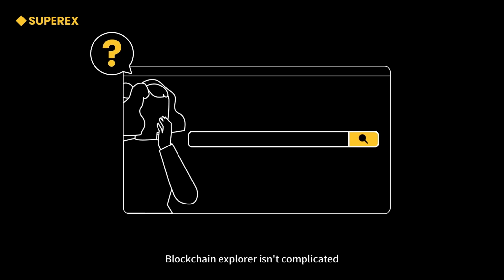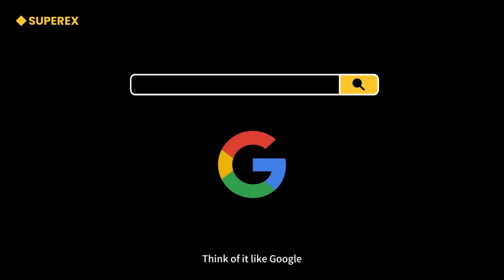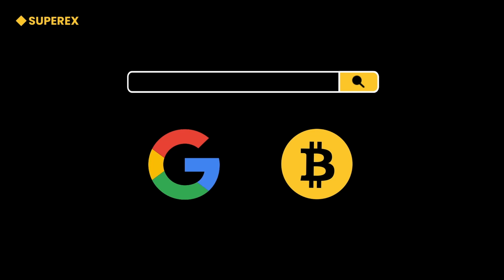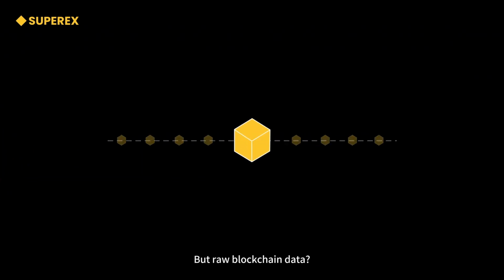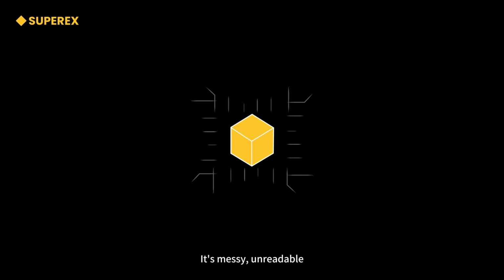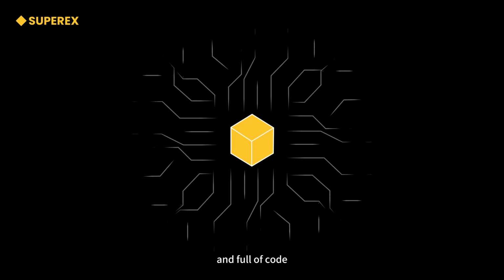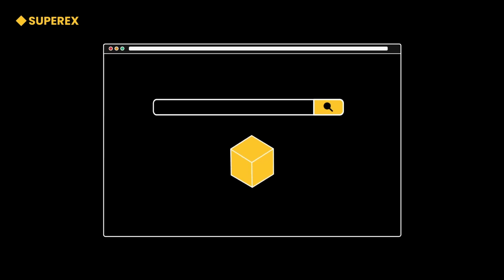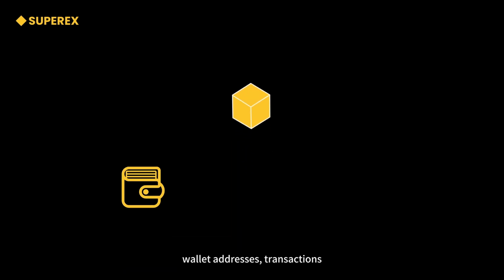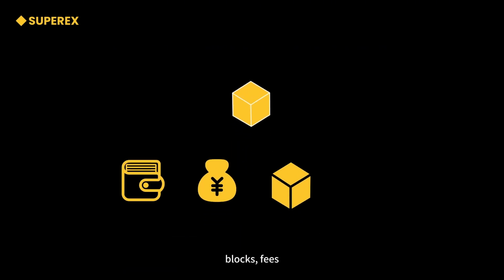Blockchain Explorer isn't complicated. Think of it like Google for the blockchain. Every transaction on a blockchain is public. But raw blockchain data? It's messy, unreadable, and full of code. That's where a Blockchain Explorer comes in. It lets you search and view everything happening on-chain: wallet addresses, transactions, blocks, fees, all in real time.